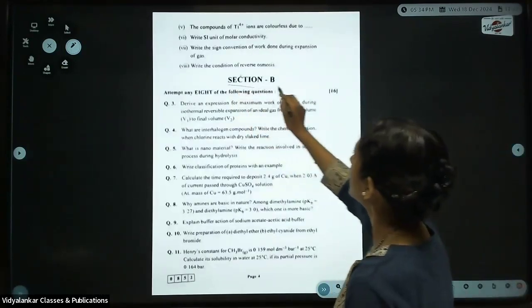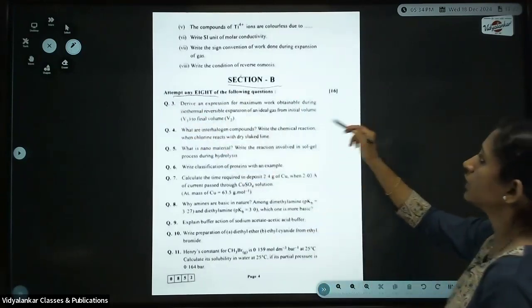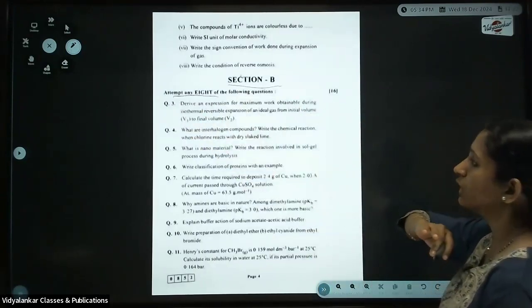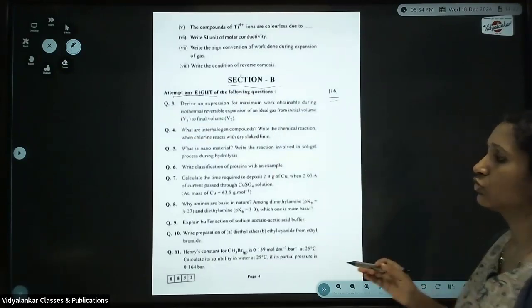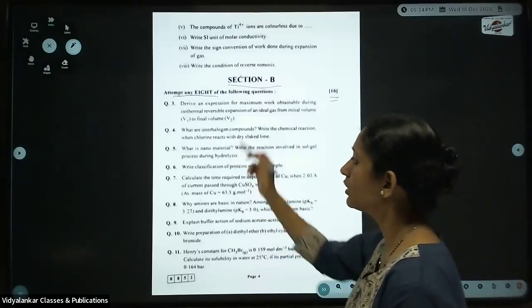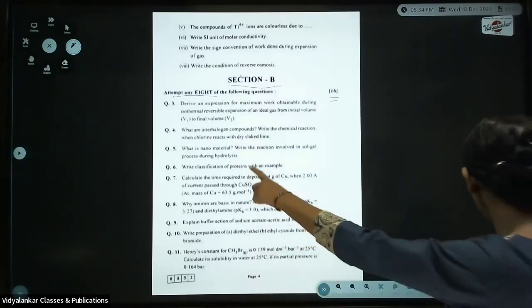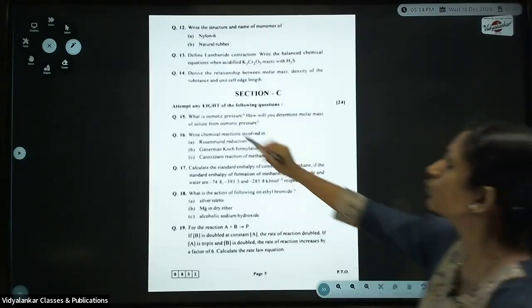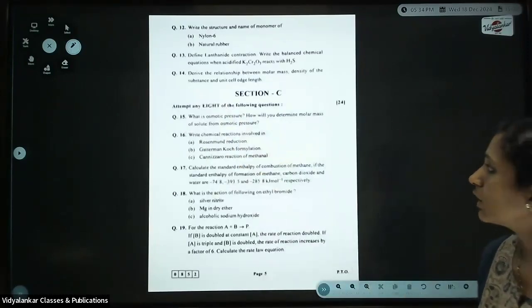Then here, this is section B. Attempt any 8. Overall, 12 questions are given, carrying 16 marks. So when you start writing, first tick mark the questions which you are going to solve. This is from question number 3 to question number 14. Among these 12, attempt any 8.